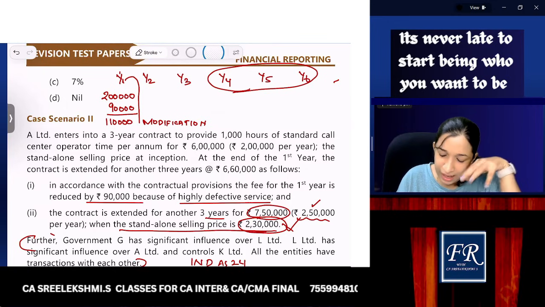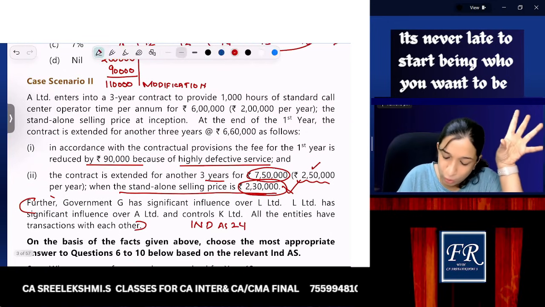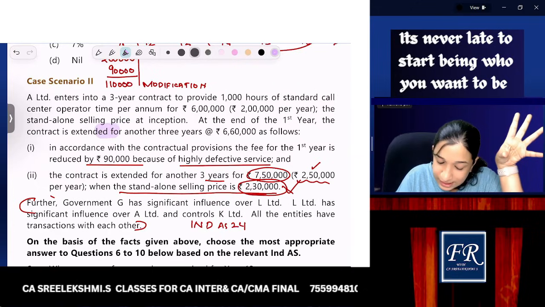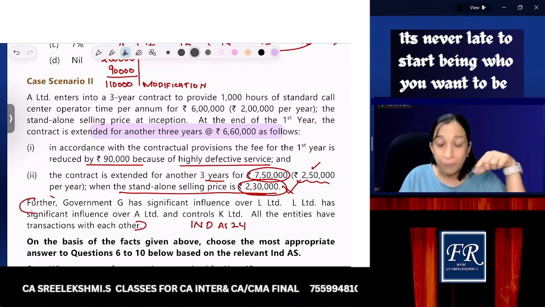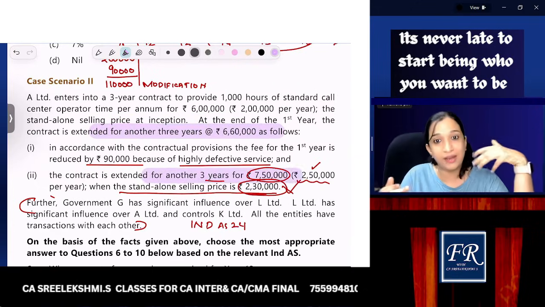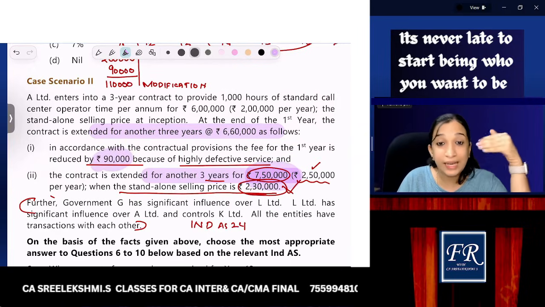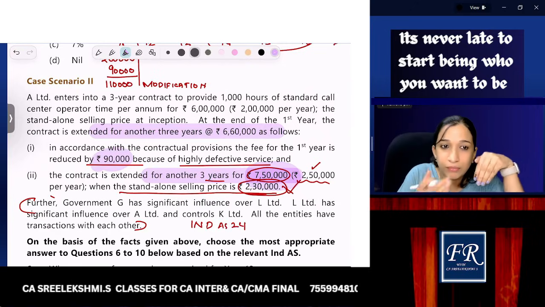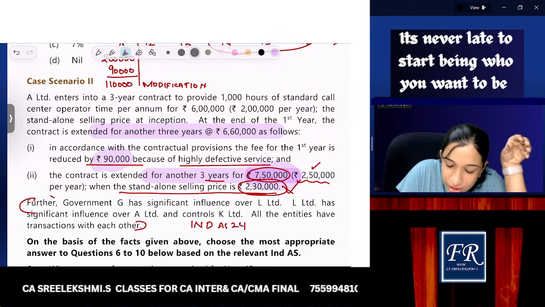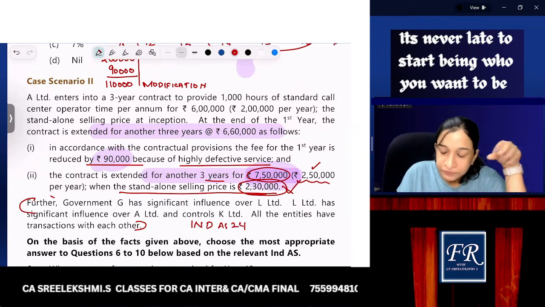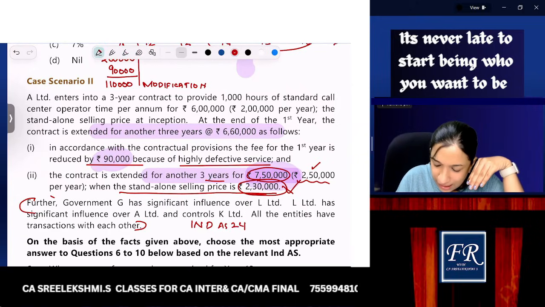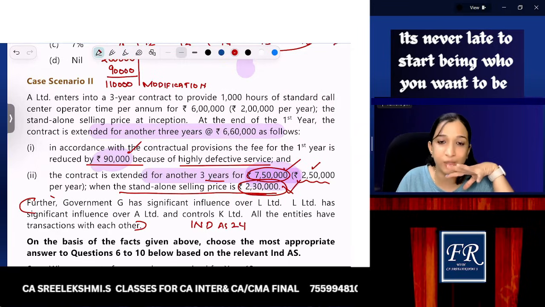So here, there is one more doubt. It is given that the contract is extended for 3 years at 6,60,000, but in the same line the contract is extended for 3 years at 7,50,000. Why the mismatch? It's not a mismatch. It is 7,50,000 minus 90,000. Originally 90,000 they are reducing, right? So originally it was 6 lakhs. So it's not a mismatch. It is 7,50,000 minus 90,000. So in effect the addition is 6,60,000.